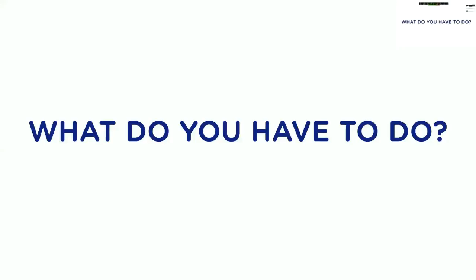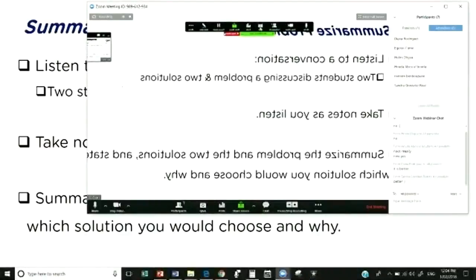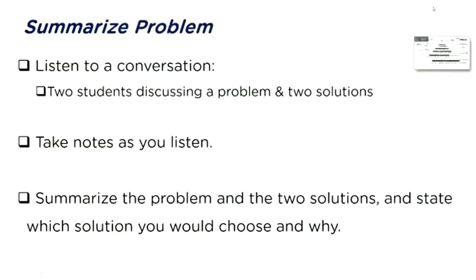Okay, so what do you have to do with this particular task? So, summarize problem. You're going to listen to a conversation between two students, and they're usually going to be discussing a problem related to their university studies, and they're going to discuss two solutions. You'll need to take notes as you listen, and then you're required to summarize the problem that they discussed, as well as the two solutions, and state which solution you would choose to that problem and why.